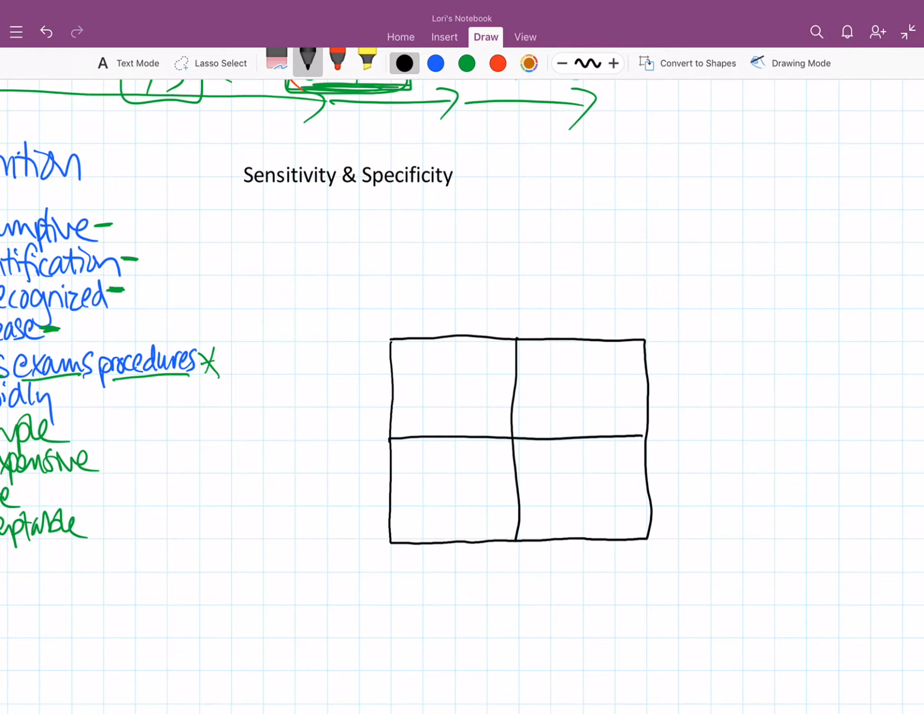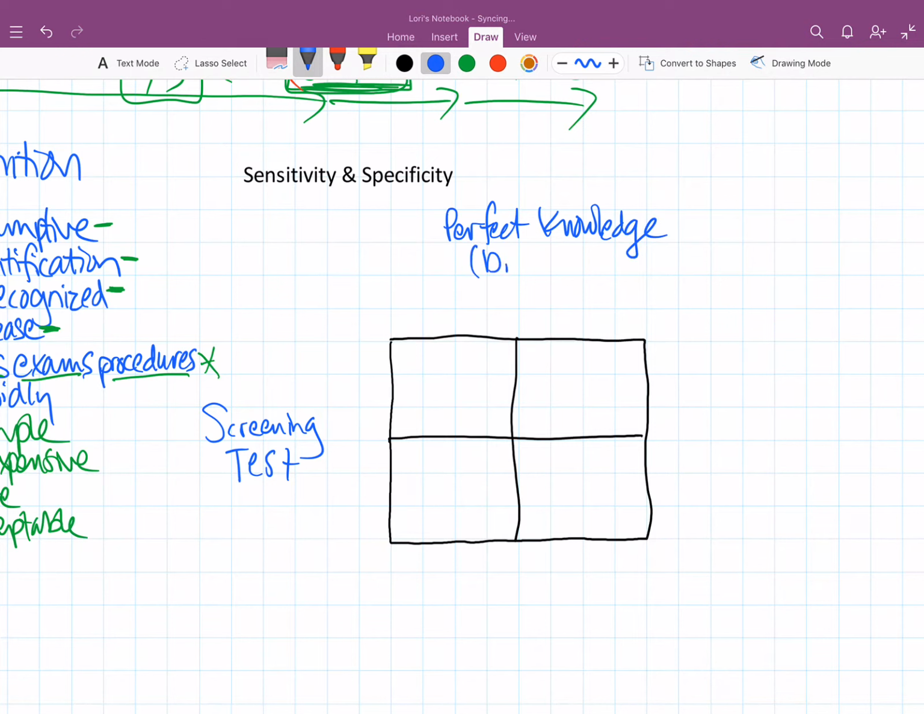And so here we have a 2x2 table, and in this case I'm going to draw it a specific way, and if you have a certain way that you always draw it, then I think that will help you keep from getting confused. So for example, I always put the screening test over here on the left hand side, and what I call perfect knowledge, or disease, up here on the top.